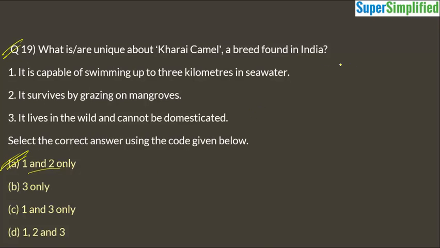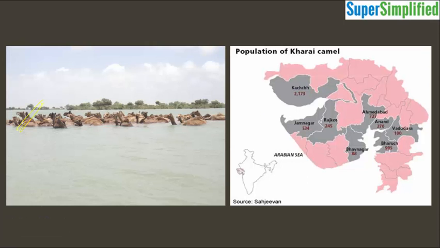So this is actually inspired from an article in Down to Earth magazine which was published a few years back. It has a detailed article about the Kharai camel. So the Kharai camel looks something like this. Here you can see them inside sea water, and this is the population of Kharai camel found in Gujarat.